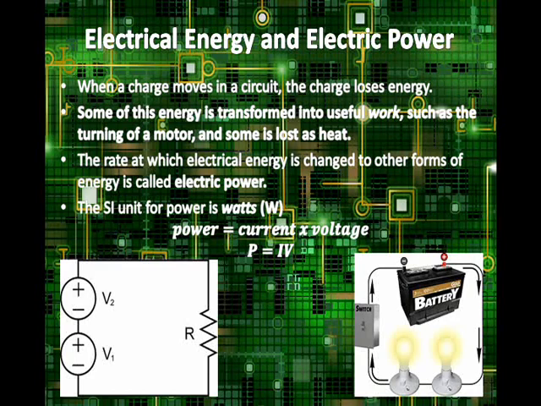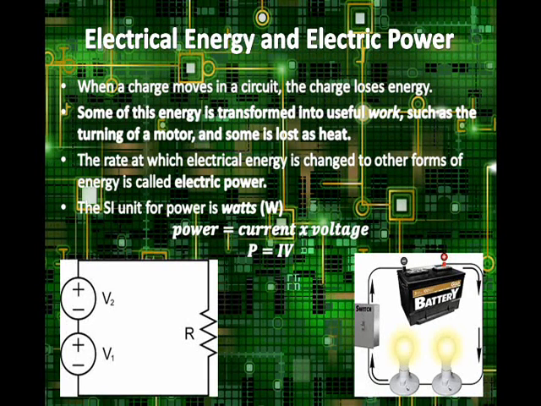So when we say loses energy, remember, we're never going to lose it, meaning it's destroyed. It just transforms into something else. So it either transforms into useful work or into heat. Now the rate or the speed at which electrical energy is changed to other forms of energy is called electric power. And we can actually calculate electric power, and power is usually measured in watts.